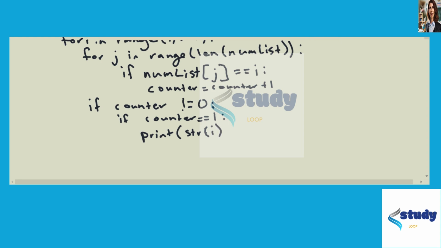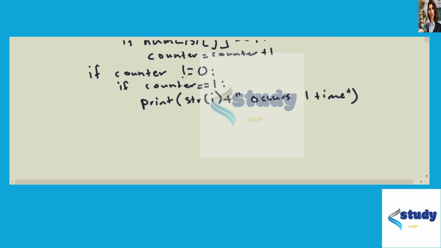the string of i plus " there occurs one time." All right, if there's more than one element, so we'll just say else. That would make it so it can't be 0, it can't be 1, so it's something equal to 2 or greater.